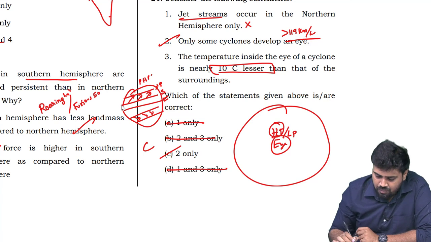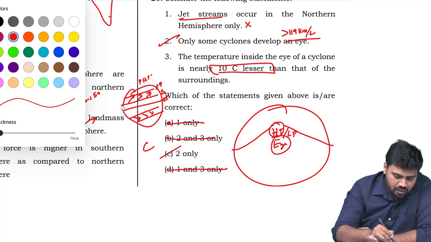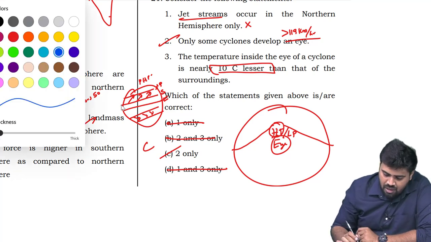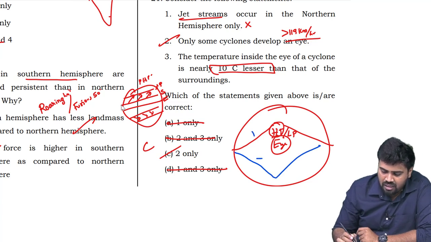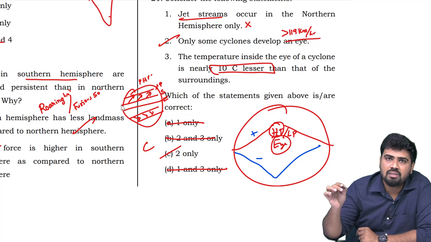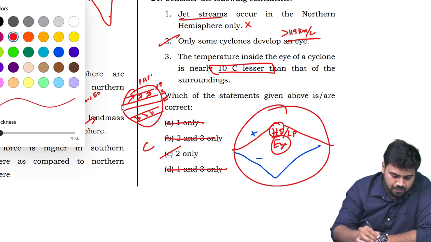Very simple. From the surrounding region, temperature increases towards the eye. If you take pressure from the surrounding region, pressure decreases towards the eye. Temperature increases towards the eye, pressure decreases towards the eye. So we need to know this basic fact. It is very important.